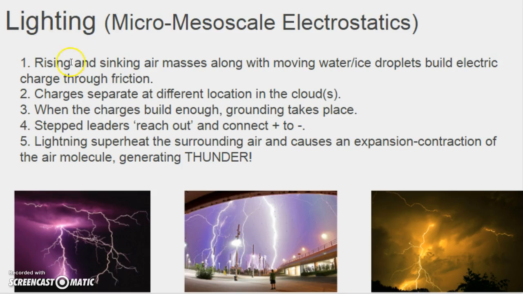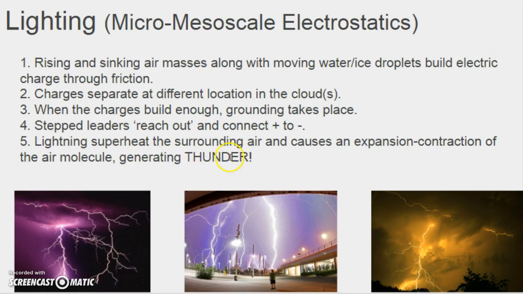So what happens in this case? Well, we get lightning. Rising and sinking air masses, along with moving ice and water droplets, build electric charge through friction. Charge is separated at different locations in the cloud. When the charges build enough, grounding takes place. That's what we see when we see a lightning strike. Step leaders reach out and connect positive to negative. We're not getting into what a step leader is. But lightning superheats the surrounding air and causes expansion and contraction of the air molecules, generating thunder.